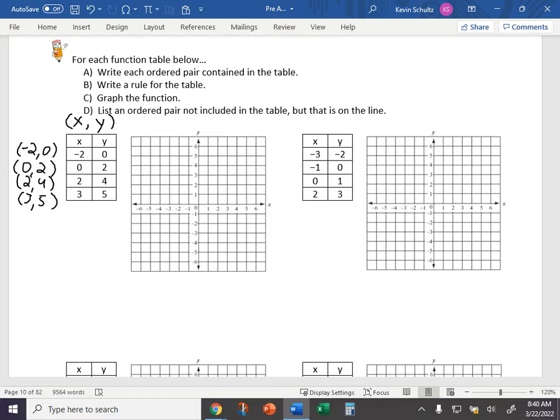I'm not seeing my smartboard stuff up in the corner, so I think I'm going to have to restart it. But we'll see what happens.